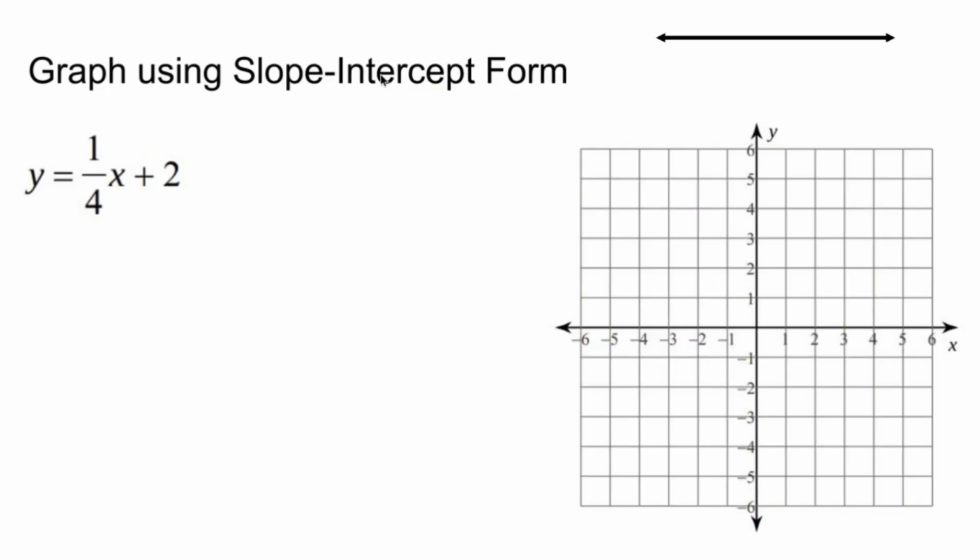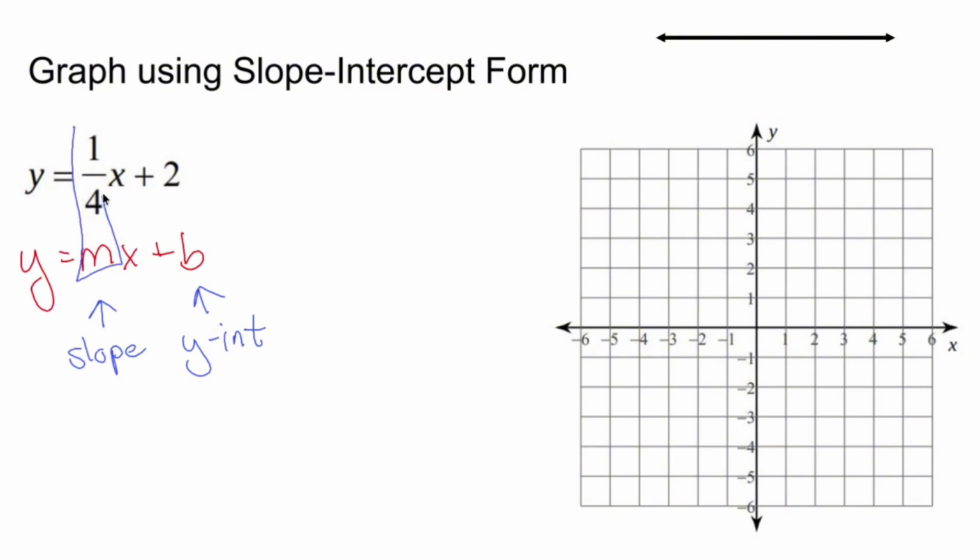Graph using slope-intercept form. I am given an equation in slope-intercept form already. Slope-intercept form is y equals mx plus b, where the number in front of x is my slope, and my number floating around is my y-intercept. Now this problem is very nice because it's already in slope-intercept form. The number in front of x is my slope. So that tells me that my slope is 1 over 4. My number floating around is 2. That's my y-intercept. So that tells me that my y-intercept is 2.